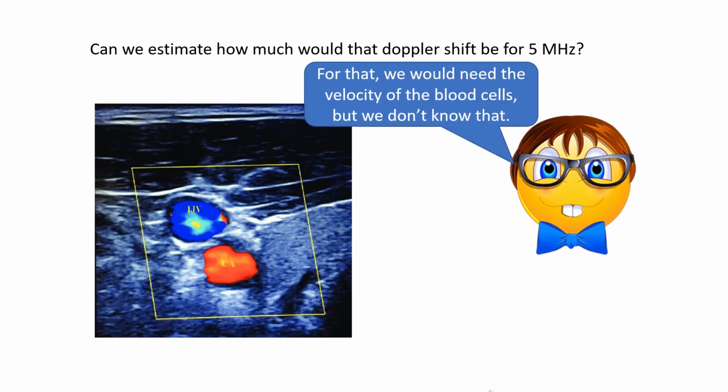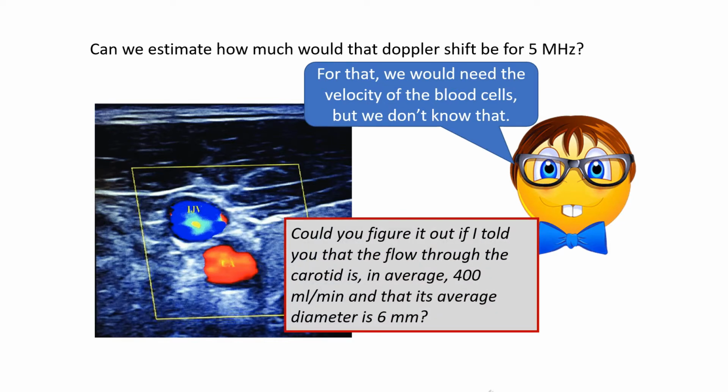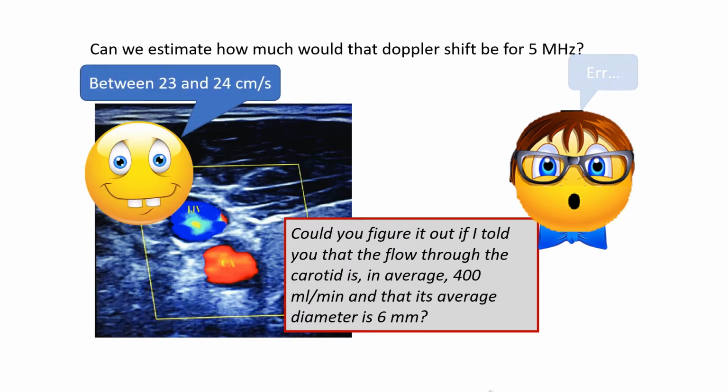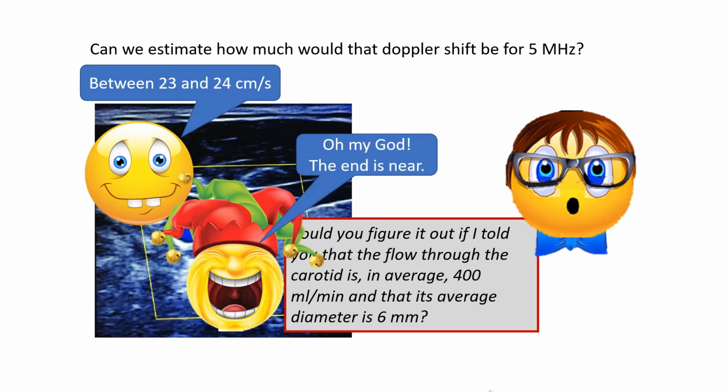For that, we would need the velocity of the blood cells, but we don't know that, do we? Could you figure it out if I told you that the flow through the carotid is an average of 400 milliliters per minute and that its average diameter is 6 millimeters? Between 23 and 24 centimeters per second. That's correct. God, the end is near.